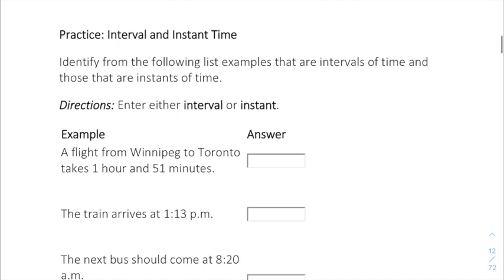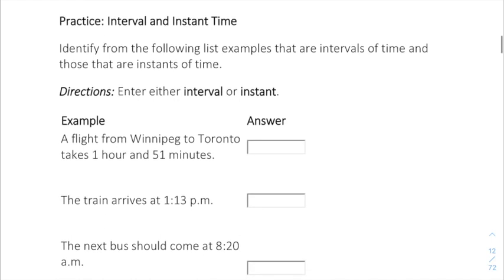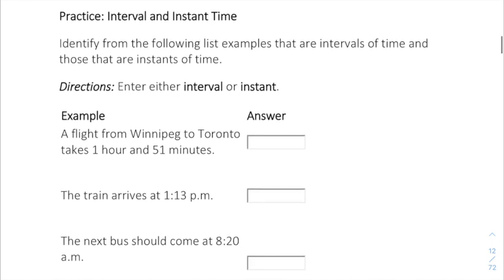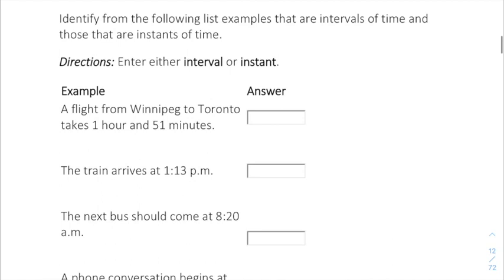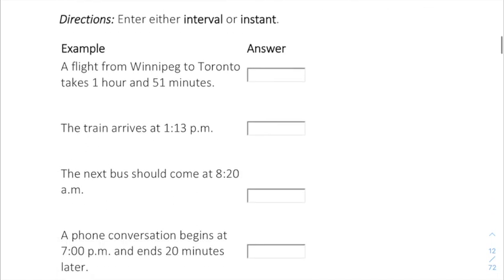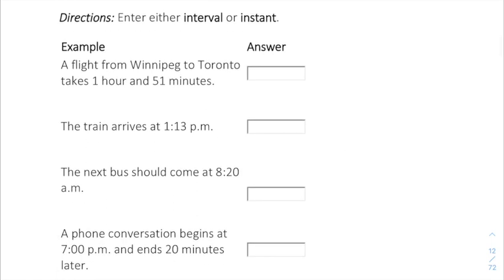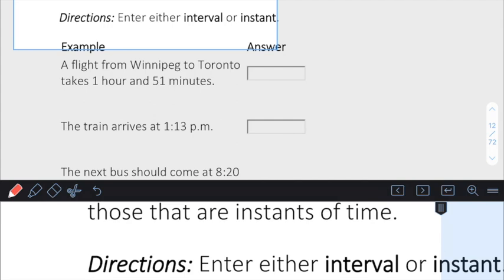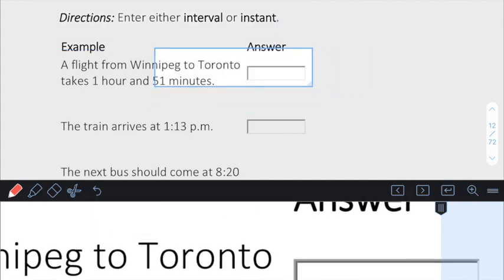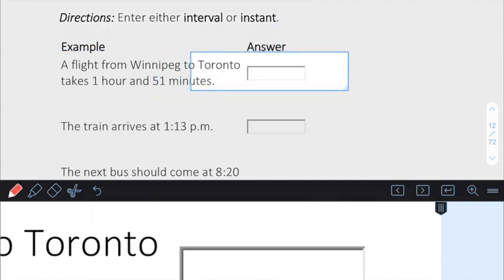All right, here are some questions we can practice and describe whether they're intervals or instants. You can pause here, do these in the booklet yourself, and then come back. Okay, welcome back. So a flight from Winnipeg to Toronto takes 1 hour and 51 minutes. Is that an instant or an interval? Sounds like an interval to me. It is a duration.